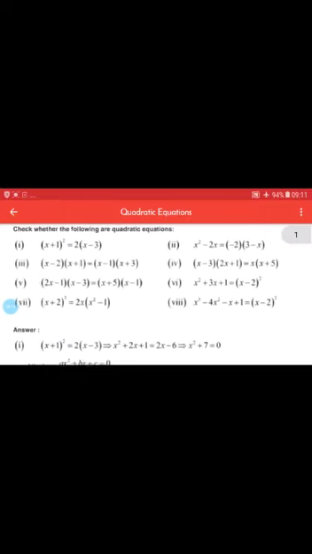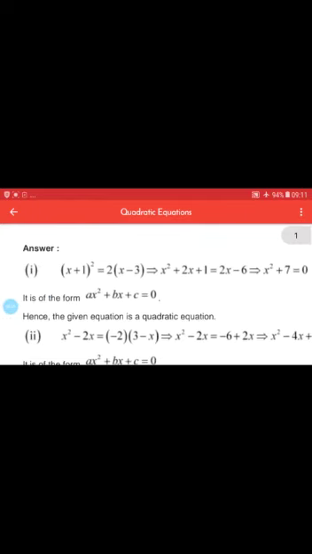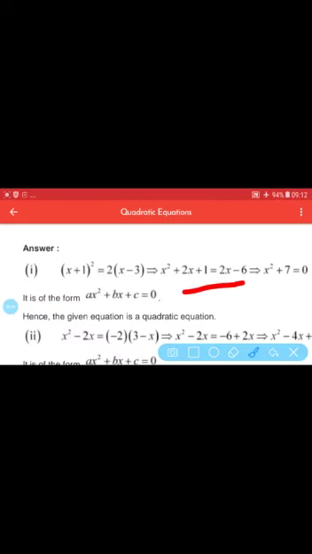Here it is given (x + 1)² = 2x − 3. So what we have to do, we will arrange this. How we will arrange? Let us break it. So here we will break (x + 1)². So (x + 1)² can be written as x² + 2x + 1, using (a + b)² = a² + 2ab + b², and the right side becomes 2x − 6. So this is 2x − 6.